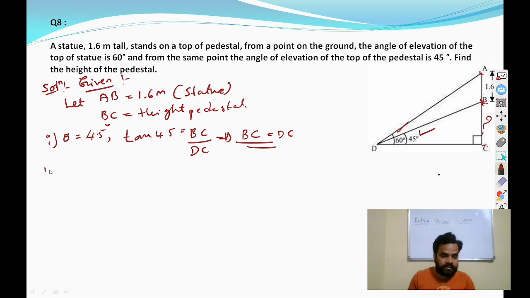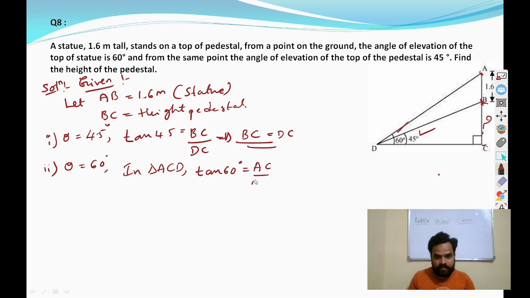In the second case, when theta becomes 60 degrees, in which triangle? In triangle ACD. I know its base DC and I need to find its opposite side. Again, I will take tan only. I will take tan 60 degrees equals AC by DC. Tan 60 is root 3. AC is AB plus BC. DC and BC are the same, so I will take this as BC only. Now cross multiply this. It will be root 3 BC.